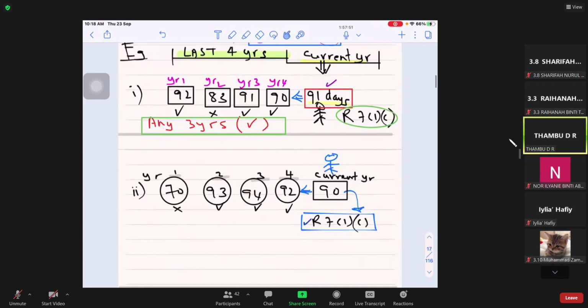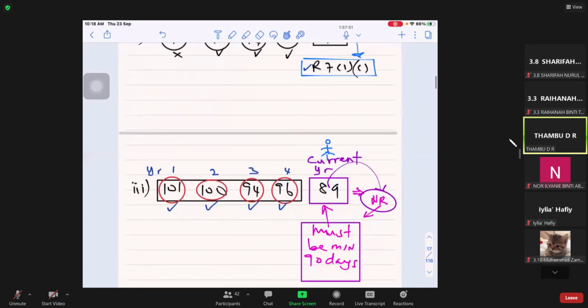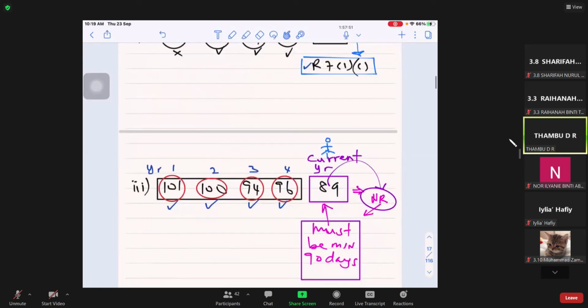One more diagram. Look at this. Current year 89. I know in the last 4 years, that's okay, that's okay, that's okay, that's okay. 4 out of 4, that's fine. But you cannot be a resident because in the current year you need to be 90. If this was 90, then you will be a resident.